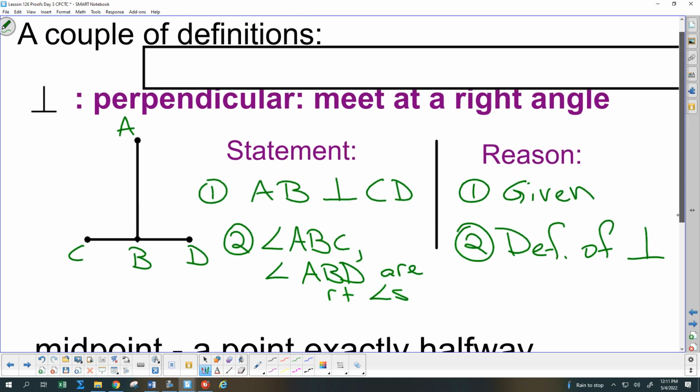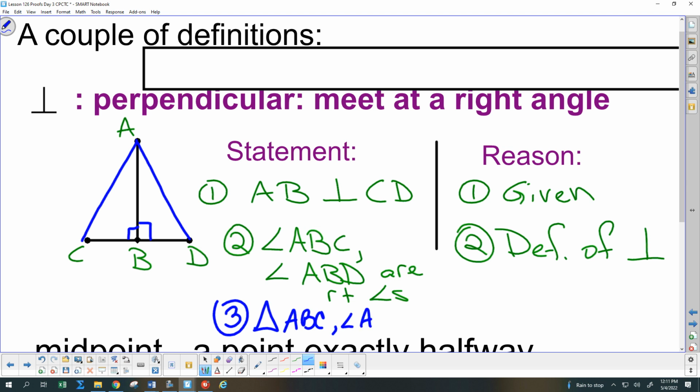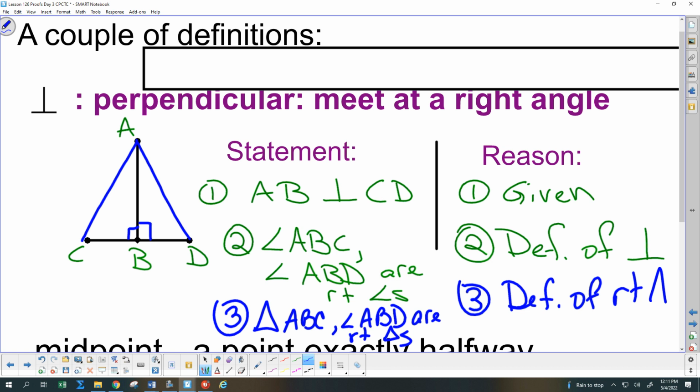Then depending on the rest of the proof, if you actually had triangles here, we've now said that these are both right angles. So then if you needed to, you could go on and say triangle ABC, triangle ABD are right triangles. And do you remember from yesterday what your reason would be for that, Wyatt? Definition of right triangle. And again, this would all depend on what you're actually asked to prove, and we don't have that in this example yet.